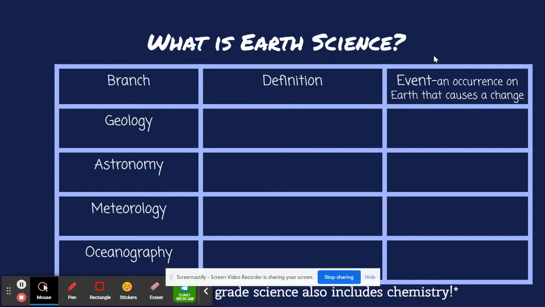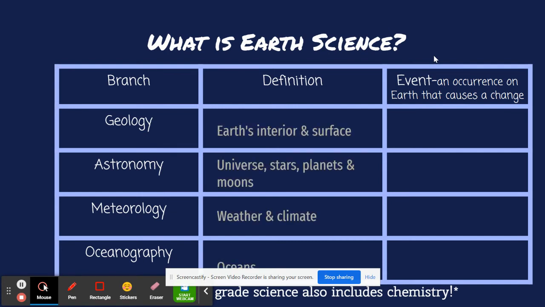We've got four main branches of earth science: geology, which studies Earth's interior and surface; astronomy, which looks at the universe, stars, planets, and moons; meteorology, where we'll examine weather and climate; and then, as its name suggests, oceanography studies the oceans. In 8th grade, we also dip into a little of physical science by looking at some chemistry standards as well. An event associated with geology could be a volcano erupting; astronomy, solar flares; meteorology, a tornado; and oceanography, we can look at tides.